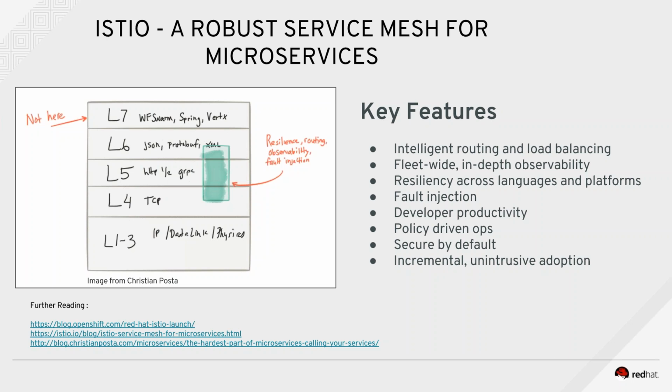In the past, in order to get some of these features, you had to have a specific language binding of that feature to the language that you've chosen. With Istio and the service mesh, that's no longer true, because all of this operates well below the application layer.